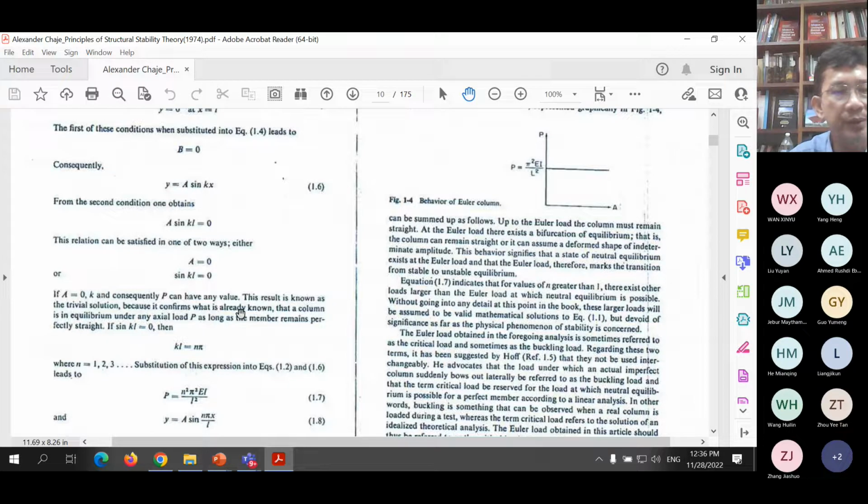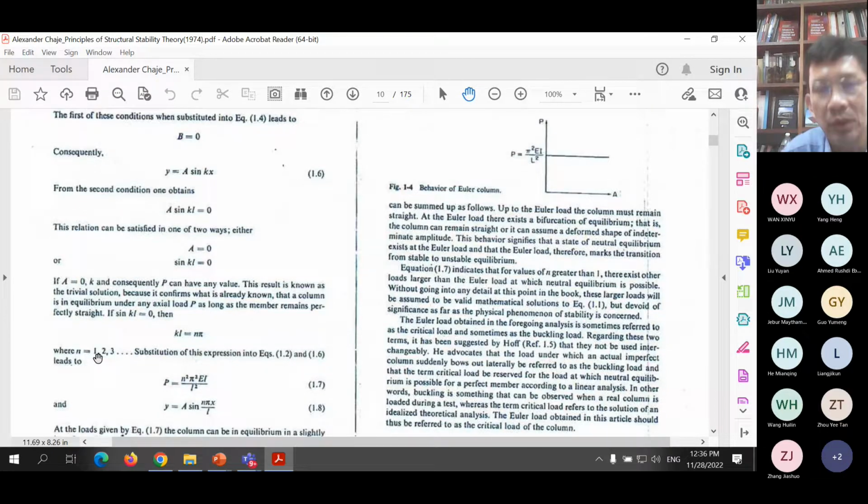What we already know is that for the column in straight configuration, it is in equilibrium no matter what the value of P is. The straight configuration is the equilibrium solution, doesn't matter what the value of P is. So this we already know, which is the trivial solution: that a column is in equilibrium under any axial load P as long as the member remains perfectly straight. So this is trivial. We already know.